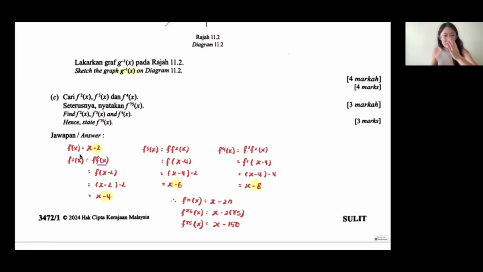Another 3 marks over here. Getting the formula, 1 mark, f75, 1 mark. Finding f squared, f cubed, f4, another mark.